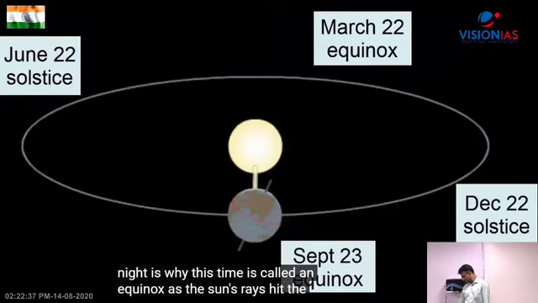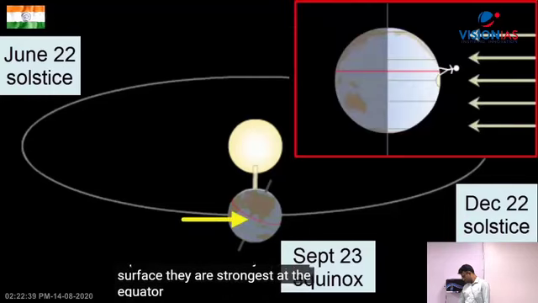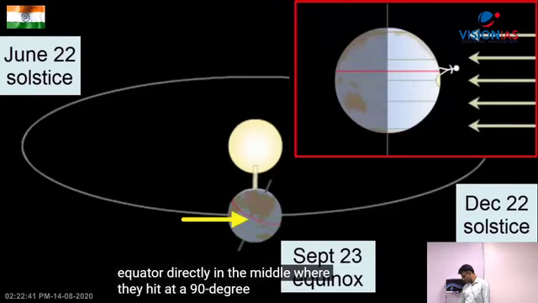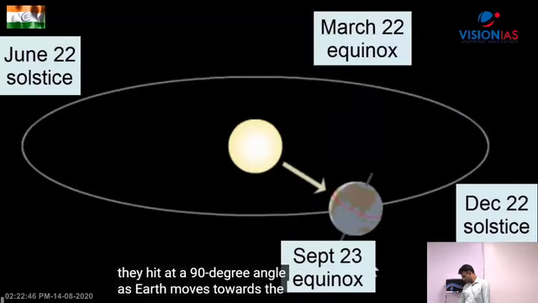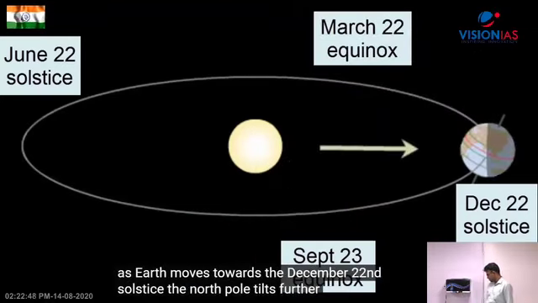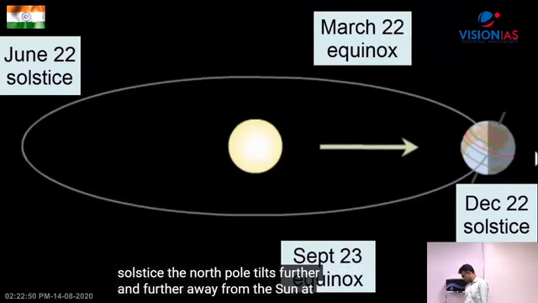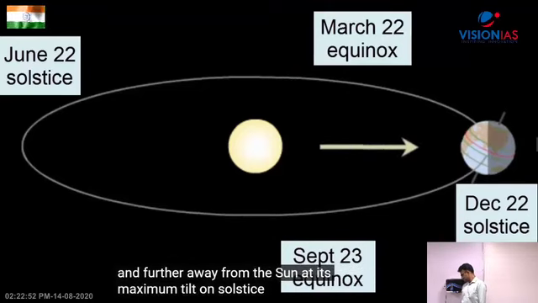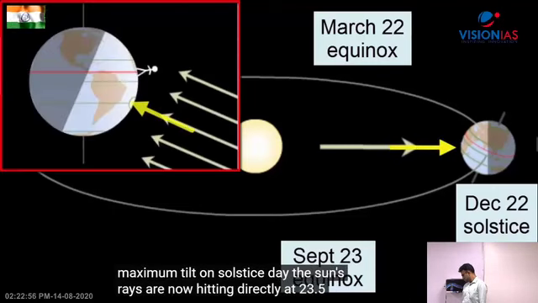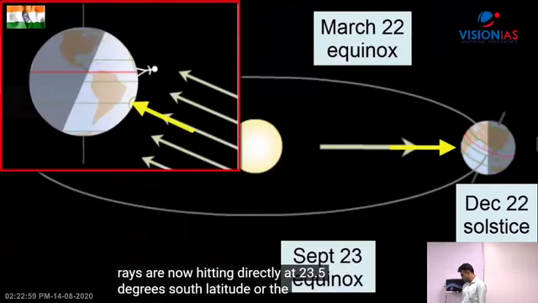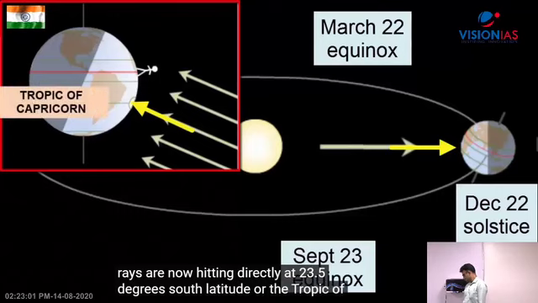As the sun's rays hit the surface, they are strongest at the equator, directly in the middle, where they hit at a 90-degree angle. As Earth moves towards the December 22nd solstice, the North Pole tilts further and further away from the sun. At its maximum tilt on solstice day, the sun's rays are now hitting directly at 23.5 degrees south latitude, or the Tropic of Capricorn.